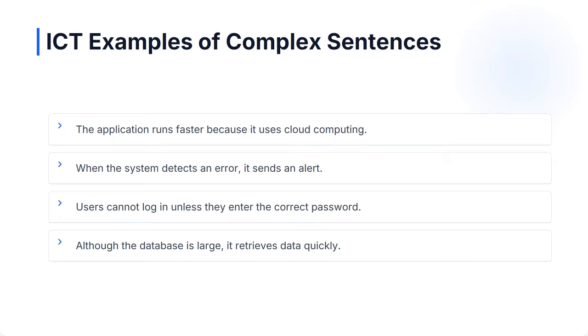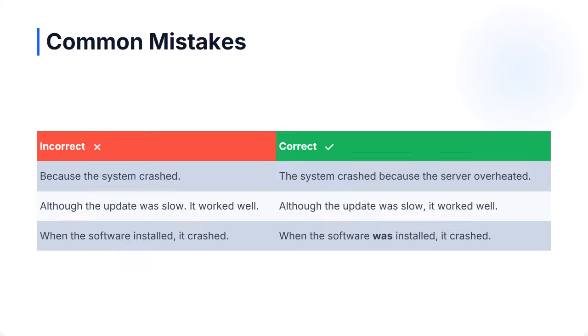Let's take some other examples. The application runs faster because it uses cloud computing. Here we have used the conjunction to express reason. We have started our sentence with the independent clause, so we don't have a comma in the middle of the sentence. However, like in the second example, we are starting with the dependent clause. When the system detects an error, comma, it sends an alert. So you can read the other examples.